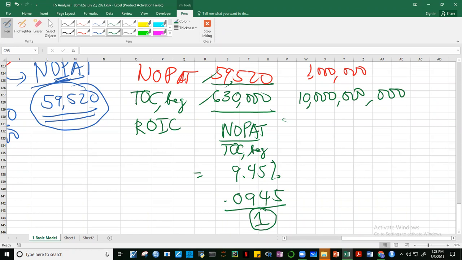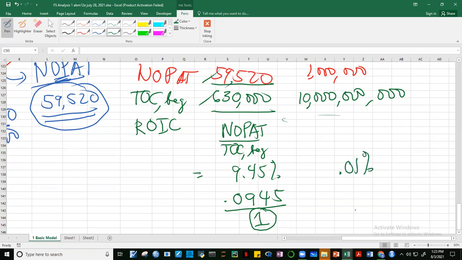Well, we cannot say it's good or bad unless we benchmark. Assuming, guys, that this is our direct competitor. So how much is the ROIC of this one? The ROIC of Company B, if you divide, guys, is 0.01%.